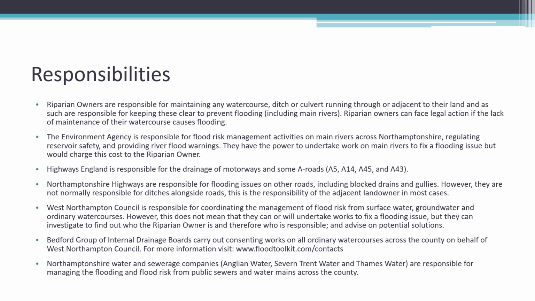Bedford Group of Internal Drainage Boards carry out consenting works on all ordinary watercourses across the county on behalf of Northamptonshire County Council. For more information, visit thefloodtoolkit.com/contacts. Northamptonshire Water and Sewerage Companies are responsible for managing the flooding and flood risk from public sewers and water mains across the county.